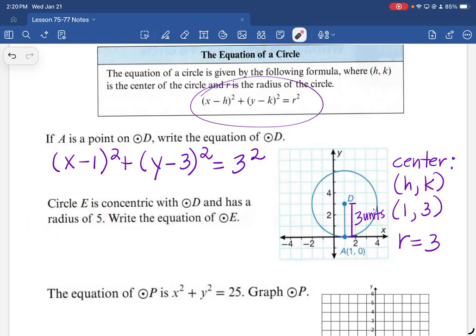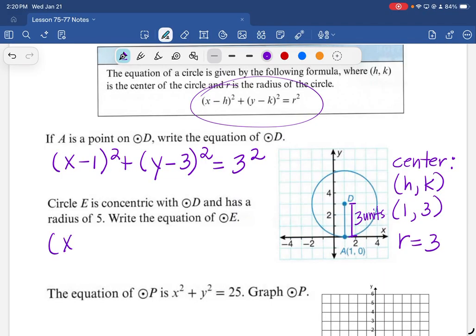So, it's going to have the same exact center, but a different radius. So we're going to rewrite (x minus 1) squared plus (y minus 3) squared equals 5 squared, because that is our new radius. Okay, moving down to this next part.